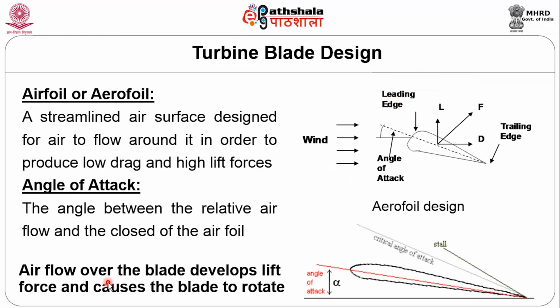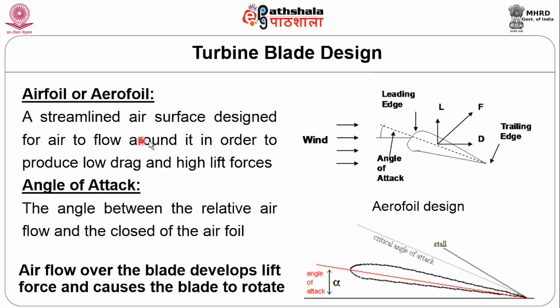And here we look at some of the turbine blade designs. This is called an airfoil or aerofoil, and the wind is flowing in this direction. This angle is called the angle of attack, this is the leading edge, this is the lift force, this is the drag force, and this is the resultant. This is the trailing edge. This is the shape of the blade, the aerofoil design, and alpha is the angle of attack. The air is blowing towards this, and the blade gets lifted up.